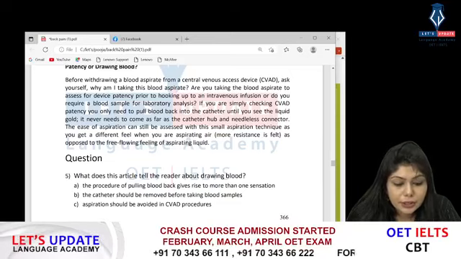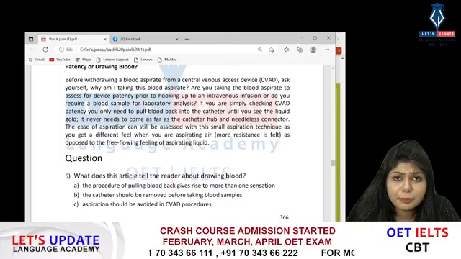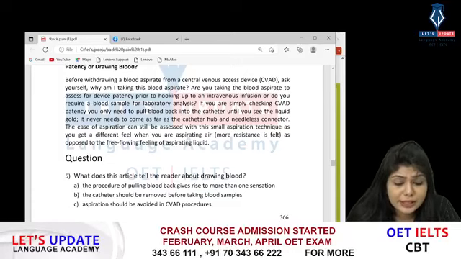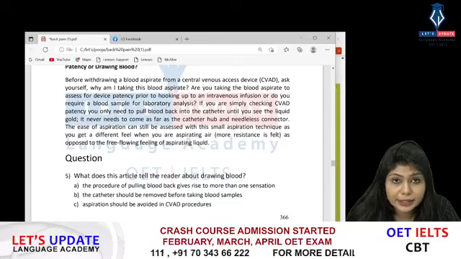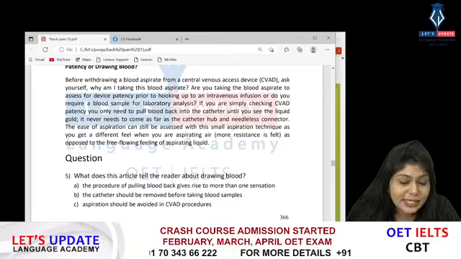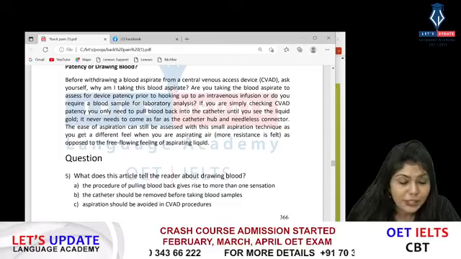The aspiration should be avoided in CVAD procedures. No, they have not mentioned that during CVAD procedures aspiration should be avoided. Okay, and so B and C are eliminated, which takes us to option A. Now see if option A is correct.